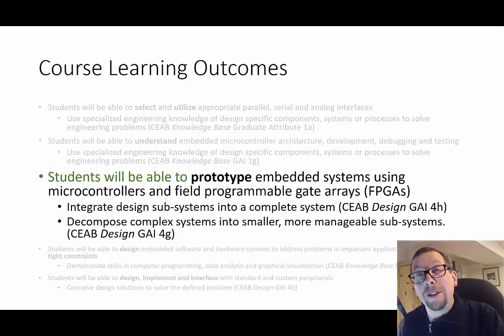Next up, the next course learning outcome is students will be able to prototype embedded systems using microcontrollers and field programmable gate arrays. This ties to 2 design graduate attributes. The first graduate attribute indicator is integrate design subsystems into complete systems and decompose complex systems into smaller, more manageable subsystems. This is really important, again, for embedded systems and in engineering in general, from a design perspective.